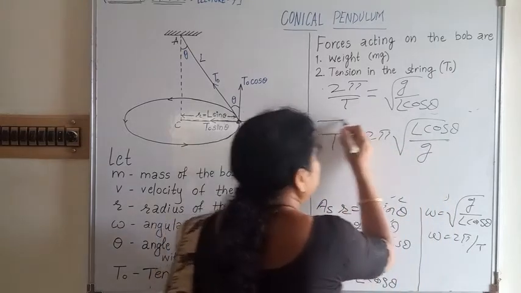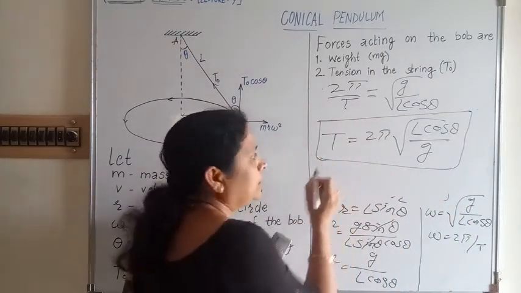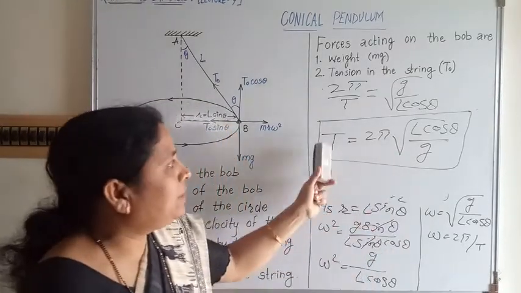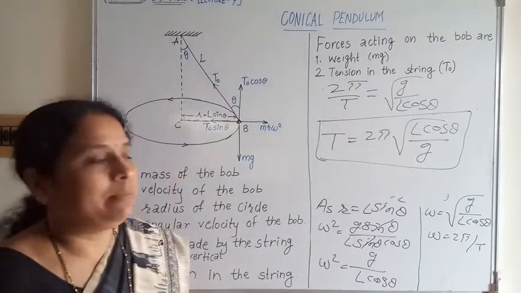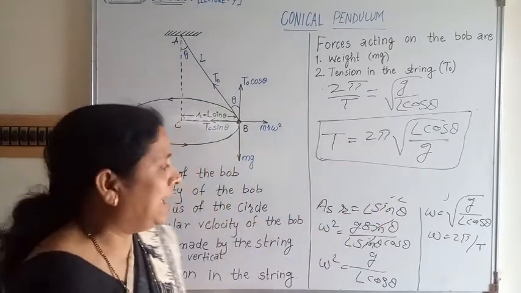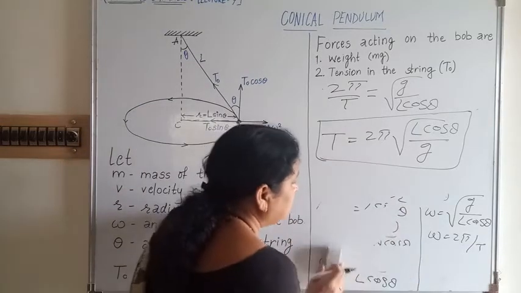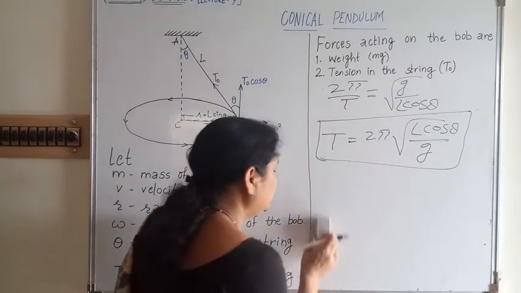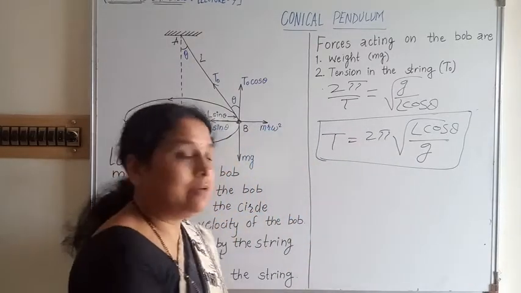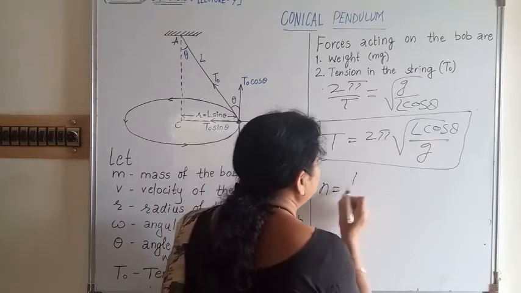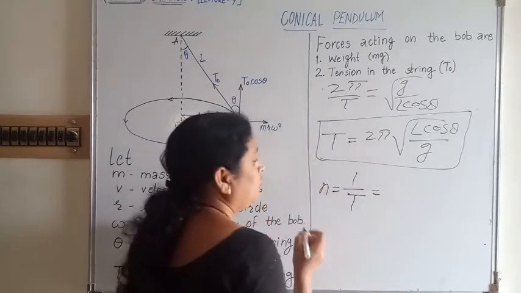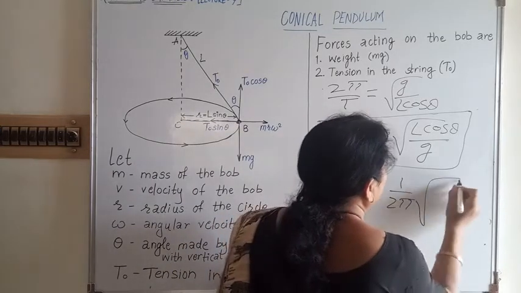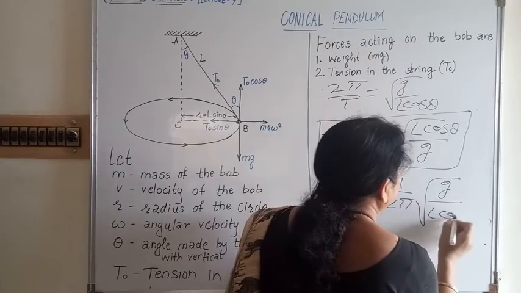This is the equation for the period of this conical pendulum. See here, the period does not depend on the mass. The period is directly proportional to the length of the conical pendulum and inversely proportional to acceleration due to gravity. Again, it is also directly proportional to the cosine of angle theta. Now, if I want to find the frequency, I know that the frequency is equal to the reciprocal of the period. So how can we write the frequency? 1 upon twice pi under root g upon L cos theta.